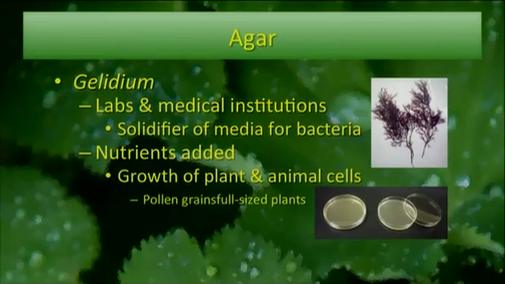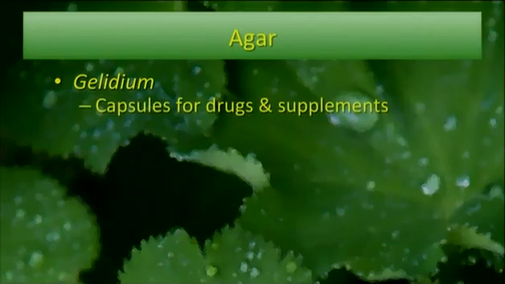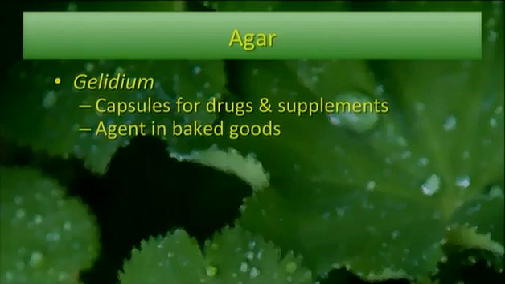You can grow pollen grains and full-size plants. Also, it's used in orchid tissue cultures. Furthermore, Gelidium is also used for capsules for drugs and supplements. It's an additive in baked goods, for texture to make it creamy and smooth, or as an emulsifier. And it's also used as a base for cosmetics.